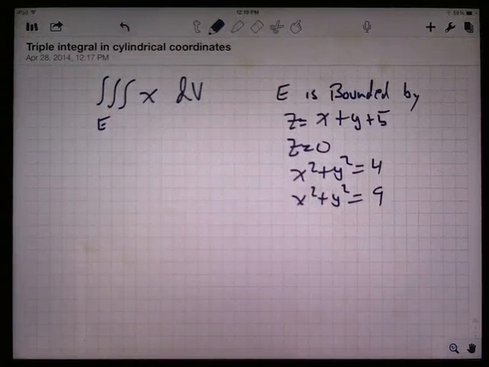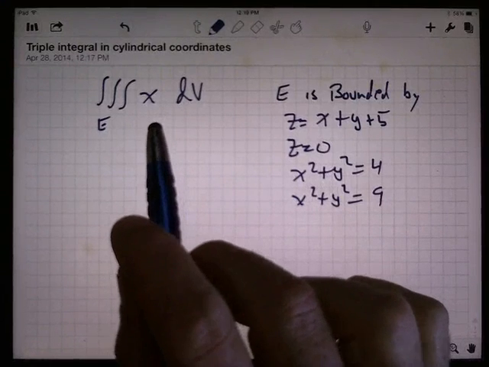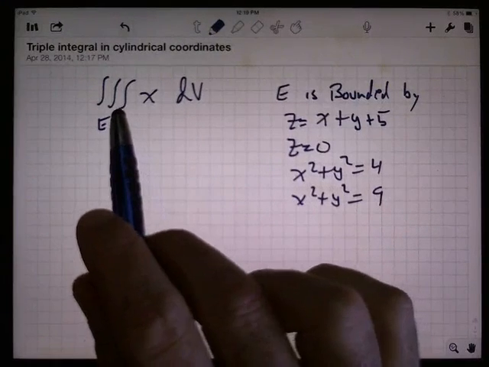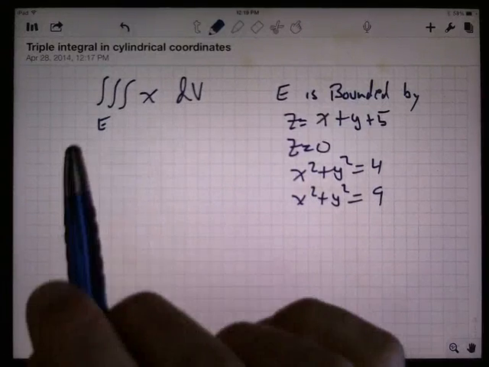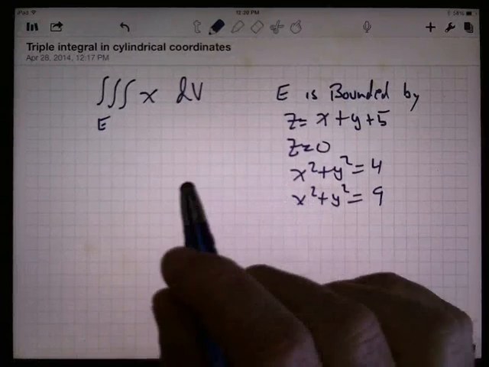Here's an example of using cylindrical coordinates to do a triple integral. This is one of the even problems out of the book. They say integrate x dV over the region E, and E is bounded by these four surfaces.